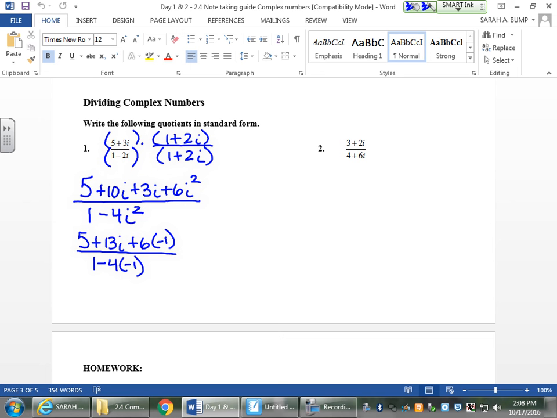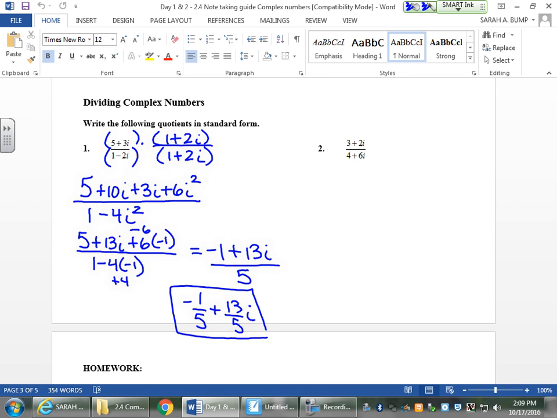In the top, 6 times negative 1 is just really negative 6, which I would combine with the 5. And 5 minus 6 is negative 1 plus 13i. Over in the bottom, negative 4 times negative 1 is positive 4. And 1 plus 4 is 5. We're not going to leave it like this because in standard form it's a plus bi. They're separate terms. So I'm just going to divide them individually by 5. So my final answer is negative 1/5 plus 13/5 i. So I'm just dividing them by 5 separately. Just double check to see if you can simplify either of those fractions, but in this case you can't.